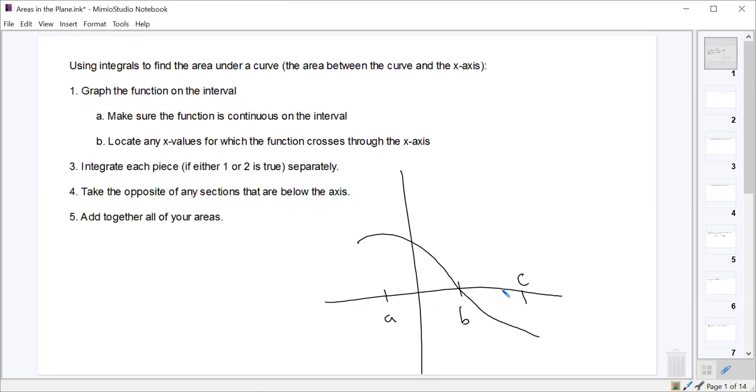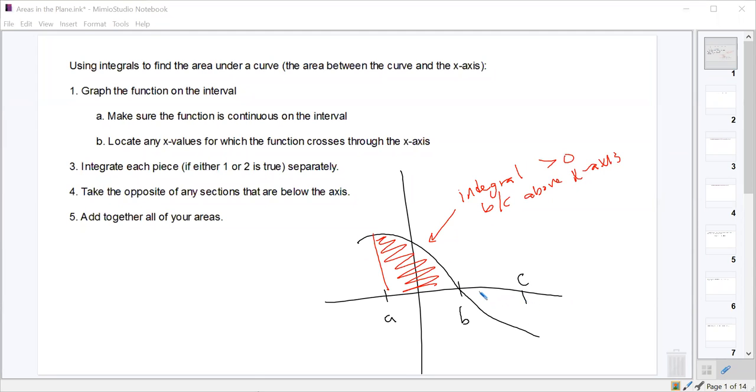to worry about that. So when we talk about finding the area, specifically the area, any section of the curve that's above the x-axis, the area is always positive. So the integral always comes out to be positive. So from a to b, the integral would come out to be a value that's greater than 0 because we are above the x-axis. But if we were to integrate from b to c, the value of the integral here would be less than 0 because our function is below the x-axis, right?